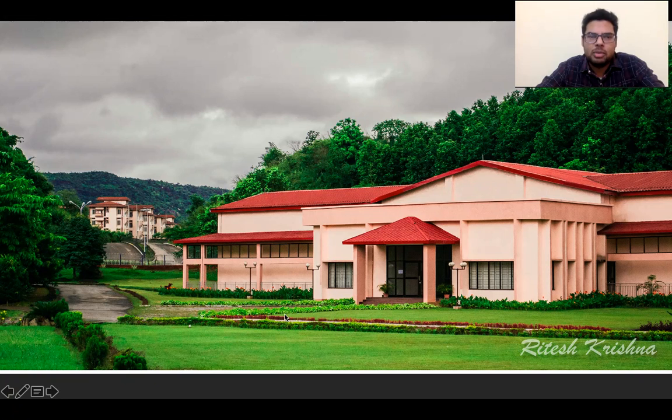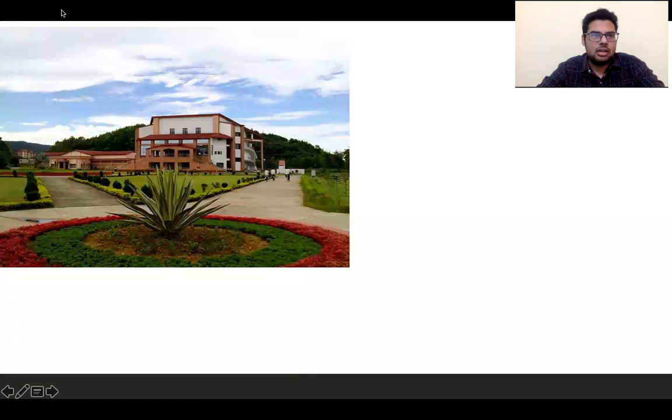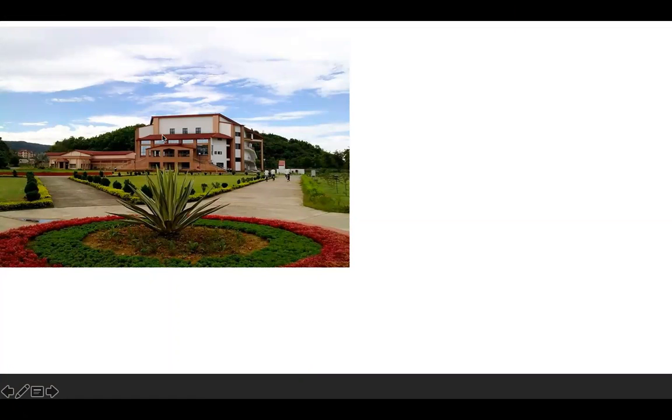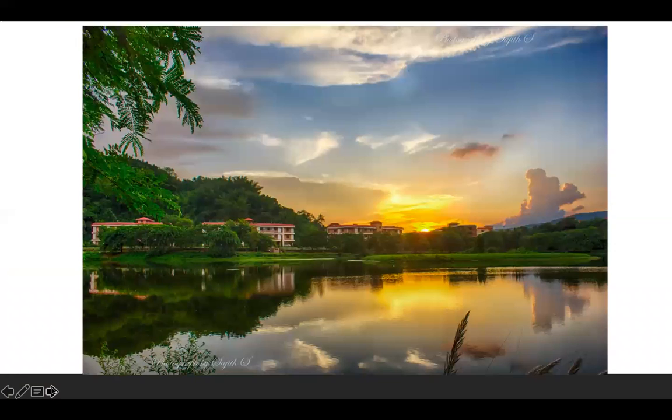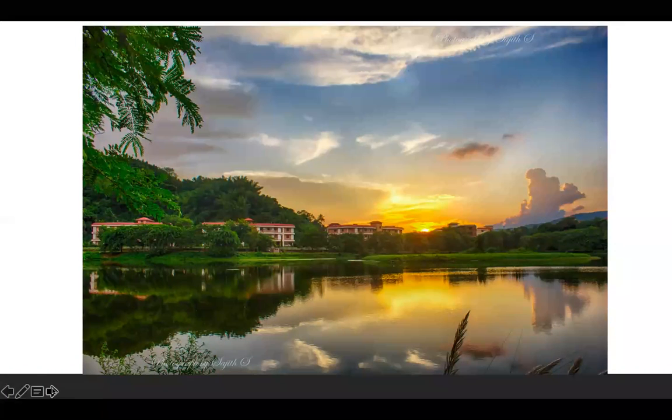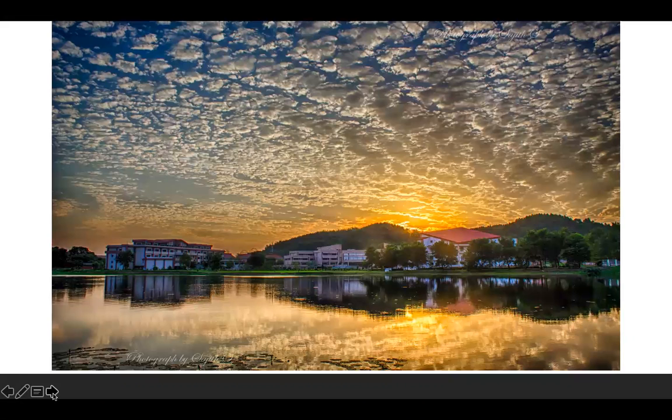Let me show you some more pics just to wind up, and then you can ask whatever doubts you are having. Just a glimpse, nothing else, right? Now this is the auditorium that we had. It is so beautiful, right? These pics have been taken by many people, by me and my friends, and some others. This is the lake inside the campus itself. So just see the view.